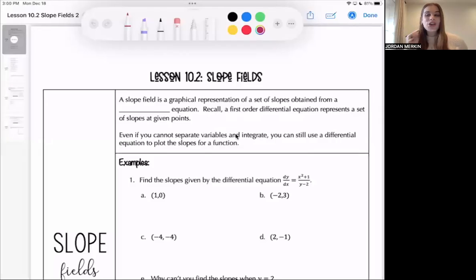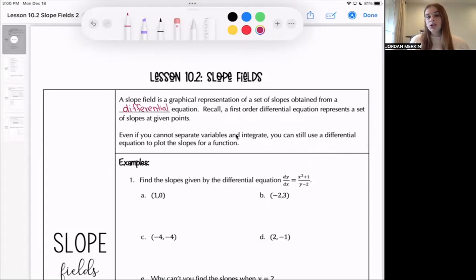Hi everyone. In this video, we're going to be talking about slope fields. Essentially, a slope field is a graphical representation of a set of slopes that are obtained from a differential equation. If you plug in values for x and y into a differential equation, you'll get a specific slope, that entire rule for all of the different slopes, or rates of change.